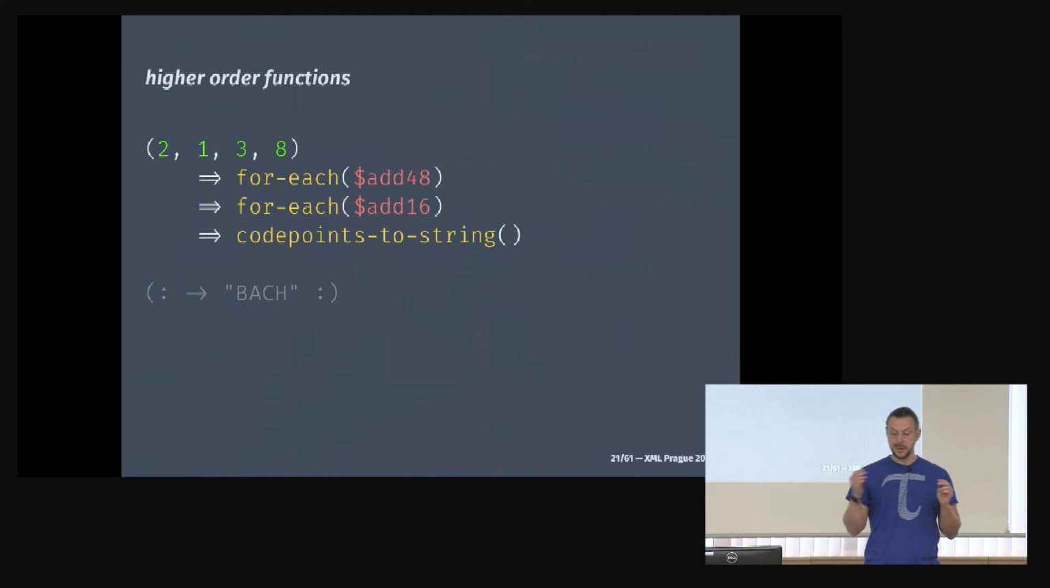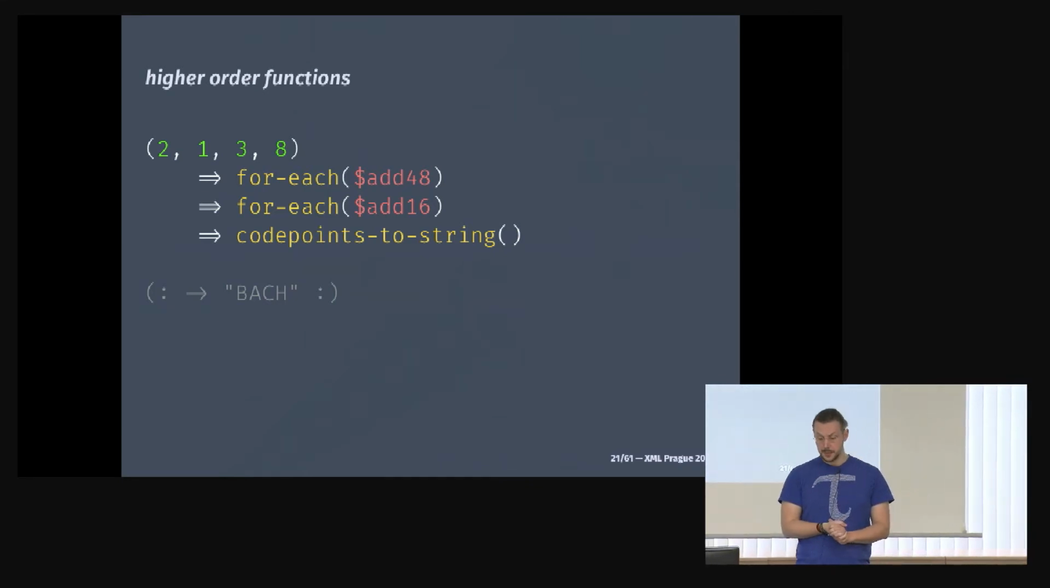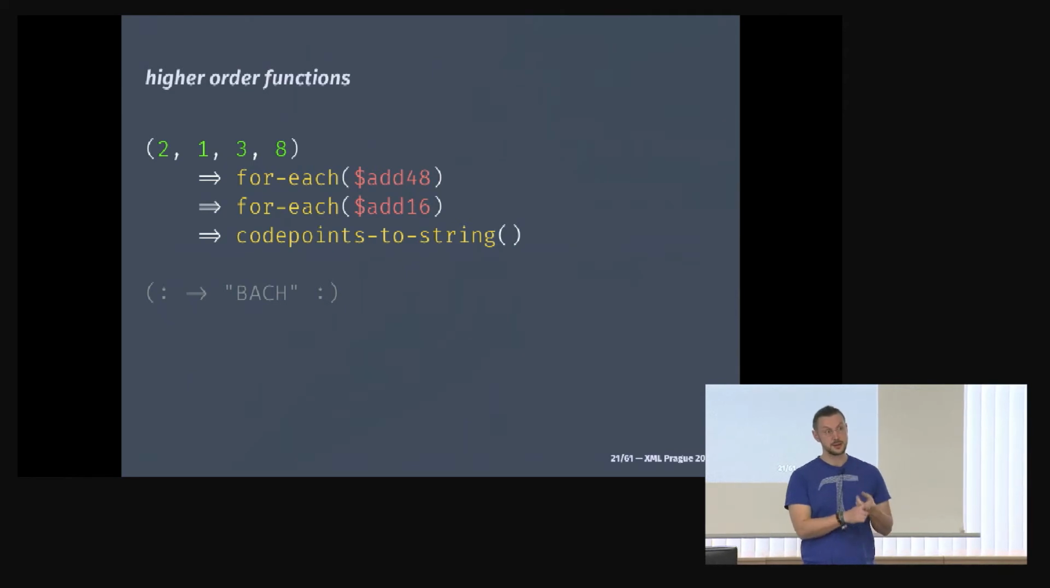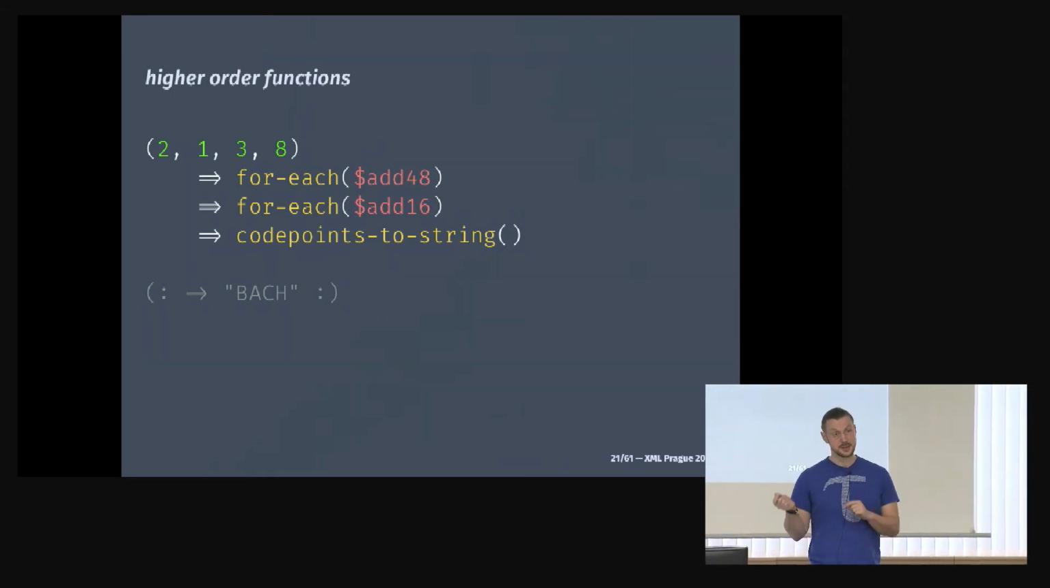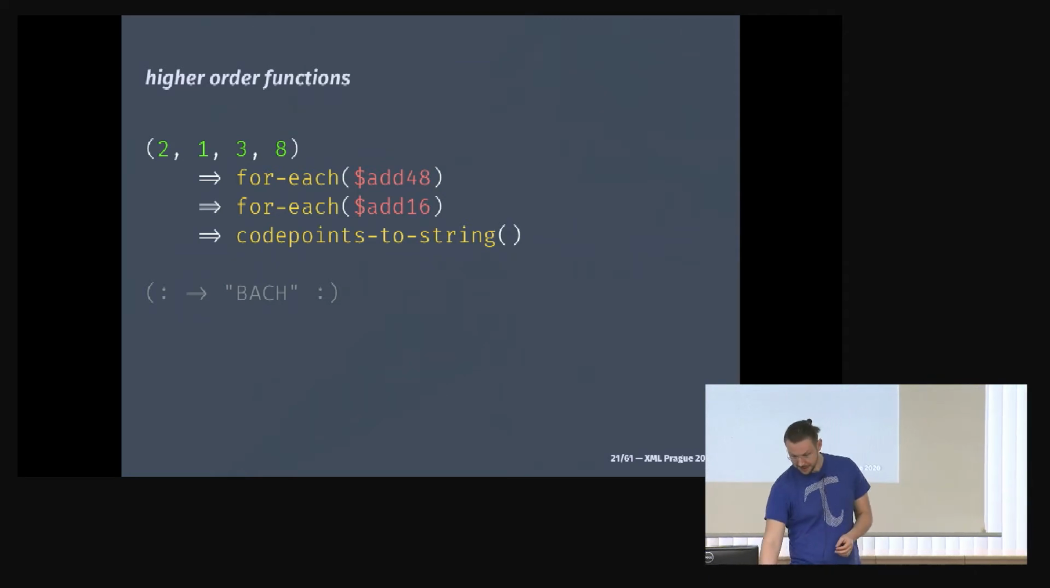And back to our functions that we had before, I hope you have them in mind, but they're actually named add48 and add16, so that's kind of obvious what they do. So if we now provide for-each this function reference, it will apply this to each item in the sequence, then give back that sequence, and again, we will for-each over this and add 16 to each item, and again give it to codepoints-to-string, and now it returns Bach. I don't know. Interesting, right?